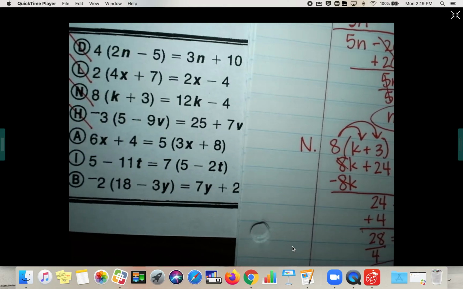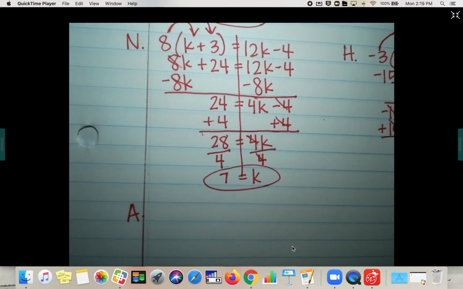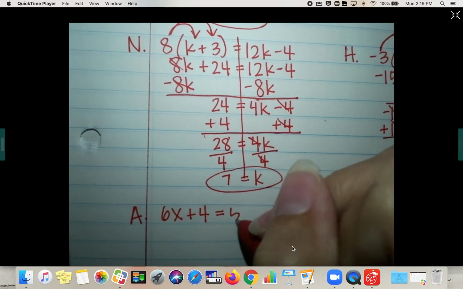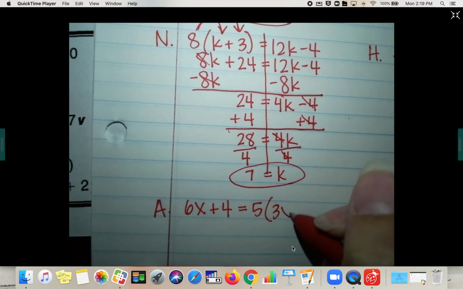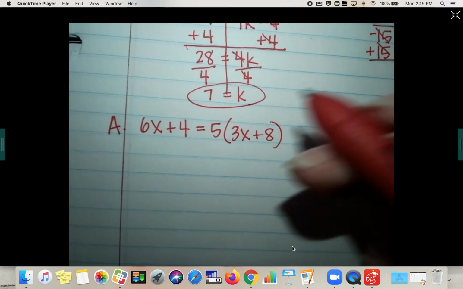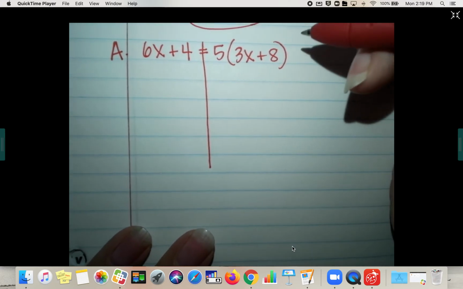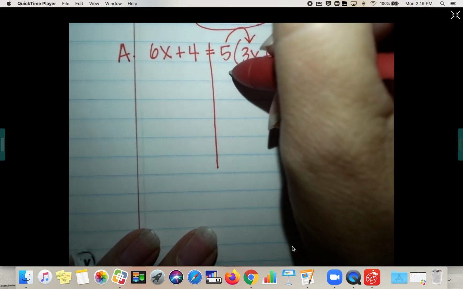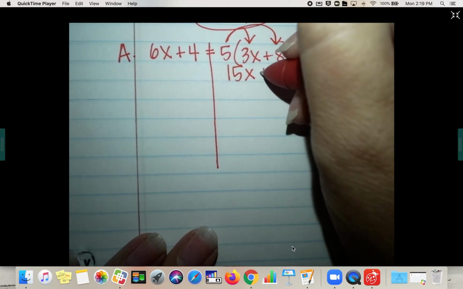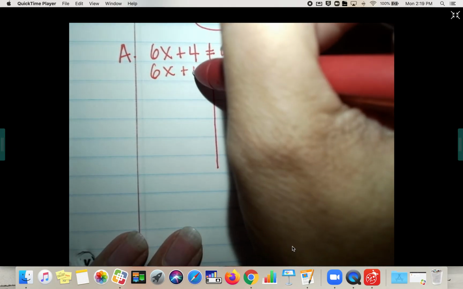All right, letter A is 6x plus 4 equals 5 times the quantity 3x plus 8. If you have distribution, you need to do that first. So I'm going to go up here to 5 times 3x. That is 15x. 5 times 8 is positive 40. So put plus 40. On the left, bring down your 6x plus 4.